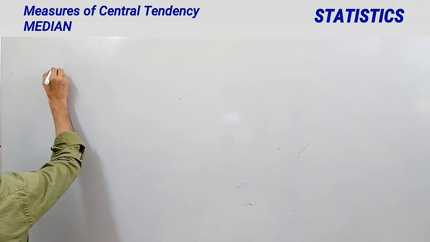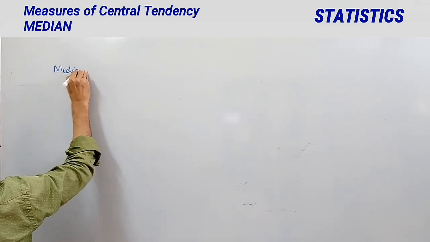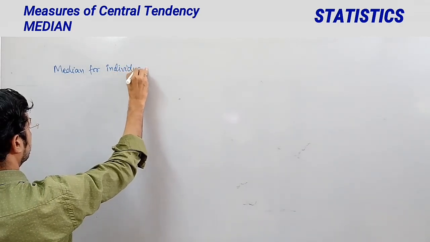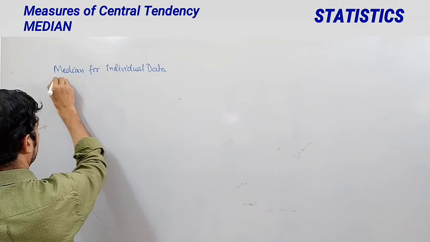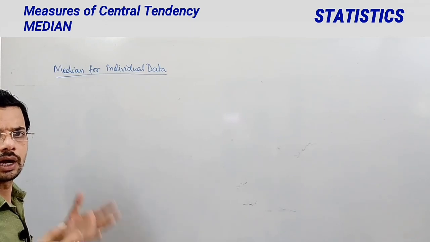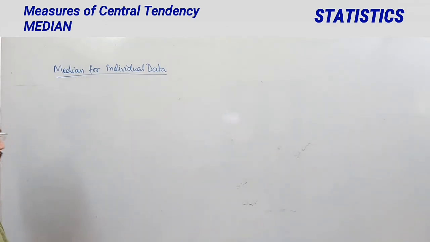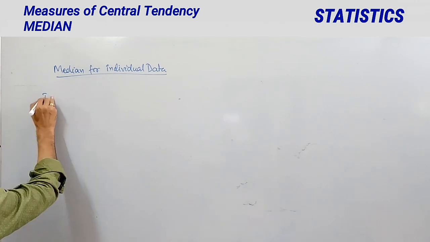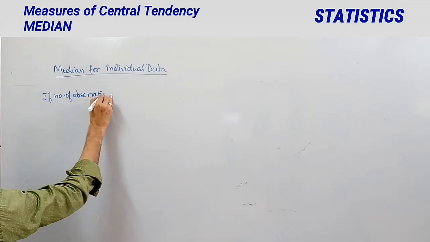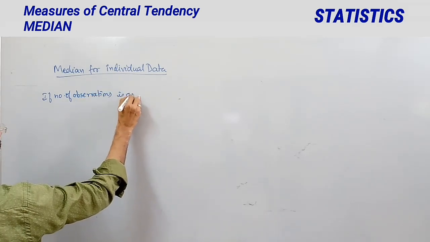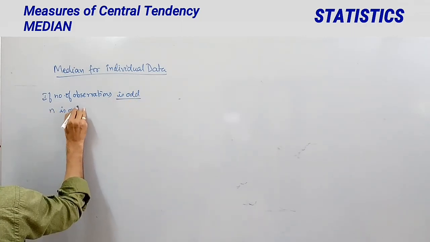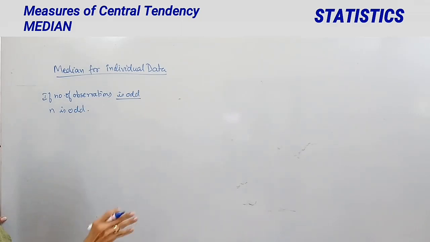Median for individual data. How to calculate median for individual data? It depends upon whether the number of observations is even or odd. So let us consider an example. If the number of observations is odd, that is n is odd, let me take an example where n is odd.